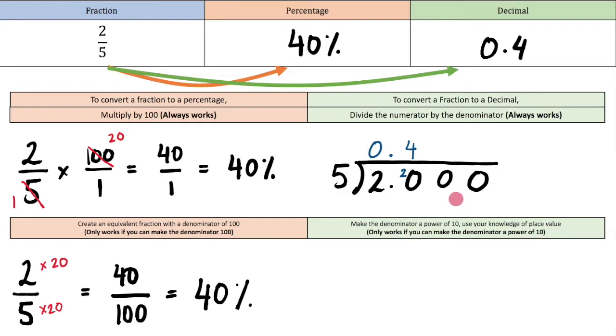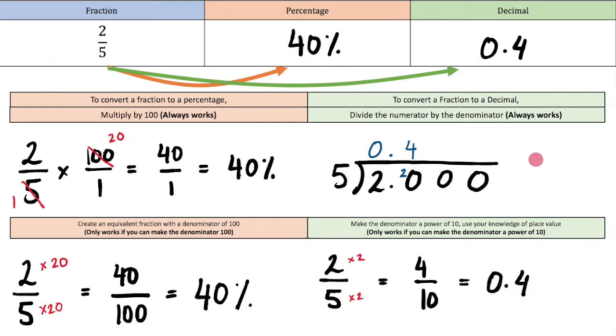Now, there is another way we could do it, and that is make the denominator a power of 10 and use your knowledge of place value. So here I have 2 over 5. Well, what if I said, let's make that denominator 10, because it's a power of 10. So times this by 2, times this by 2. And if I do that, what I'm going to end up with is 2 times 2 is 4, and 5 times 2 is 10. So I've got 4 over 10, so 4/10. Well, I know through my knowledge of place value that that's going to be 0.4. So just like that, I'm able to get to the same answer.